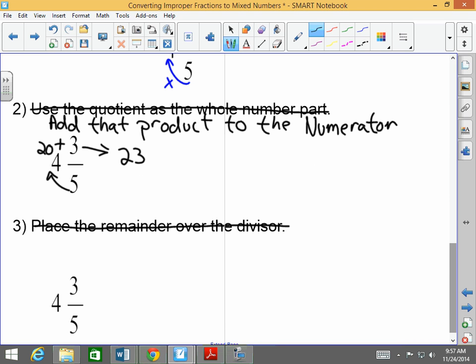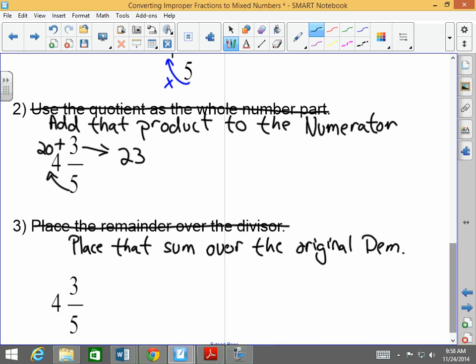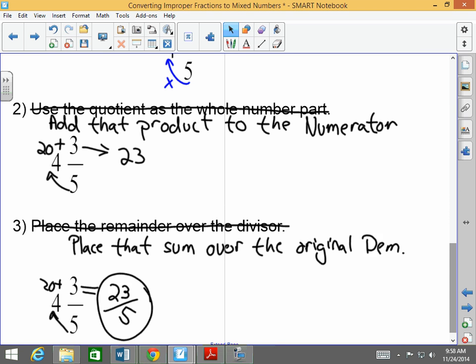That's wrong. It's then place that sum over the original denominator. I apologize. So 5 times 4 is 20 plus 3 equals 23 over 5. Bingo. Done.